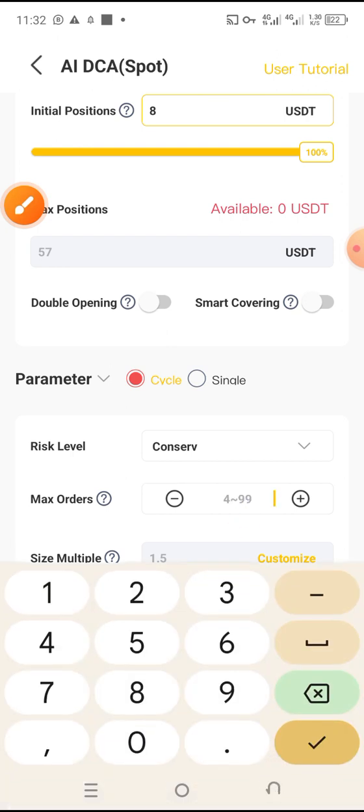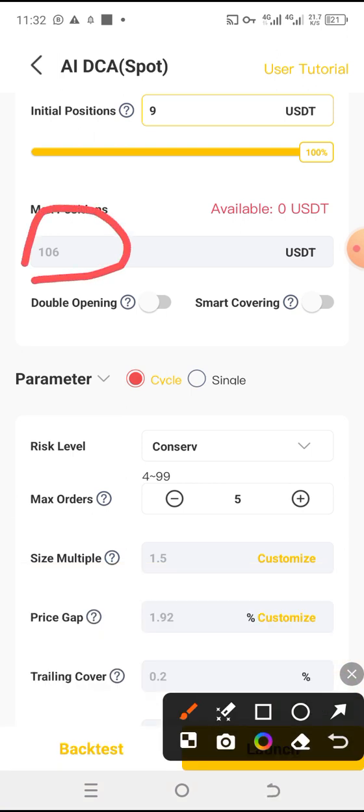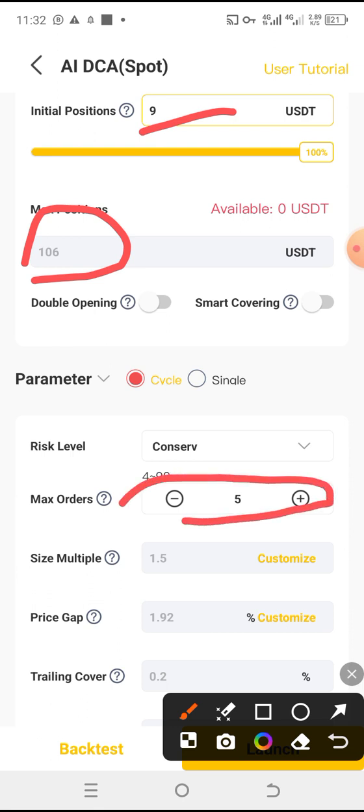Now, look at it. Assuming I turn this to 5, that simply means I'll be trading with $106. But look at this. This is $9, and I'm trading 5 coins, 5 times. That means the max purchase, the max order. It's buying 5 times, and I'm trading with $9, so I'm using $106. That is why most people will tell you to trade with at least $100 per coin.